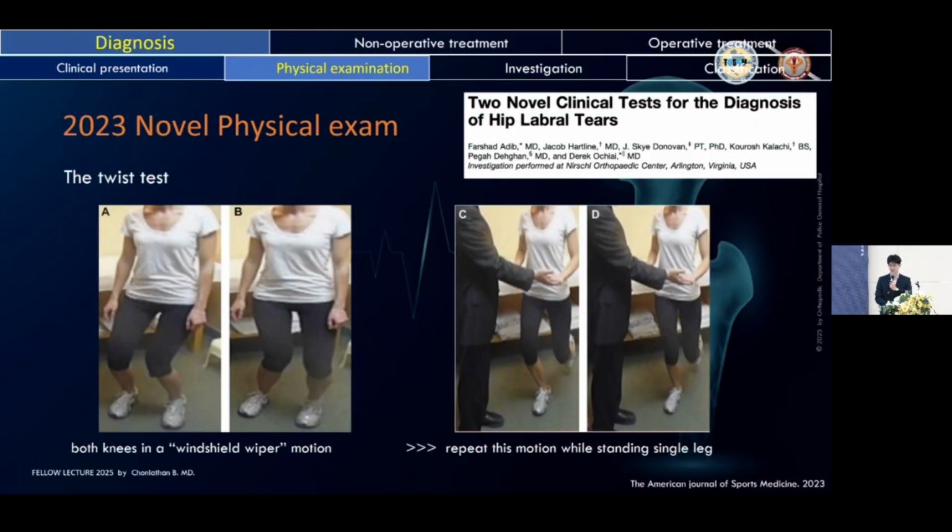Another test is the twist test. We instruct the patient to stand with both knees slightly flexed while creating a windshield wiper motion, twisting like the Thessaly test in the knee meniscus. Internally and externally rotate the hip, or you can tell the patient to focus on checking their glutes, but this is not mentioned in the paper. Next, the same windshield wiper motion is performed only on the affected leg in single leg stance. Any pain or clicking symptom is considered positive.